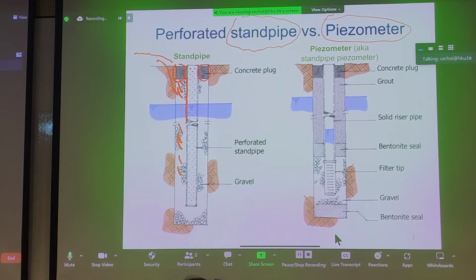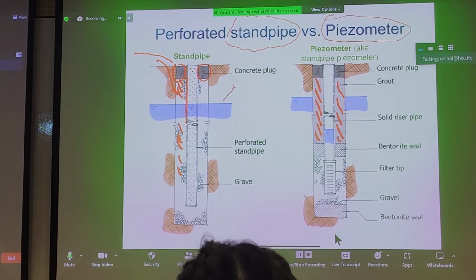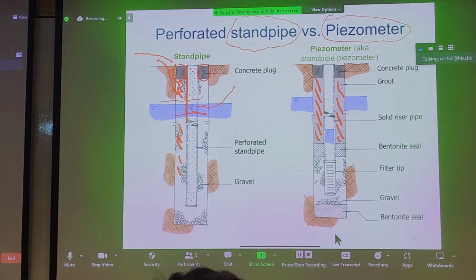We've actually grouted this top part of the pipe. What does that mean? Well, it means that unlike the standpipe, where water can freely move in and out of this pipe, in this case, the piezometer, the water cannot move in where the pipe is surrounded by grout. The water can only move in near the bottom of the tip of the piezometer.